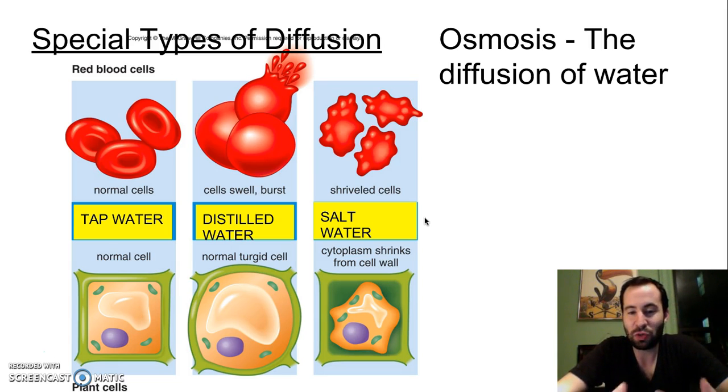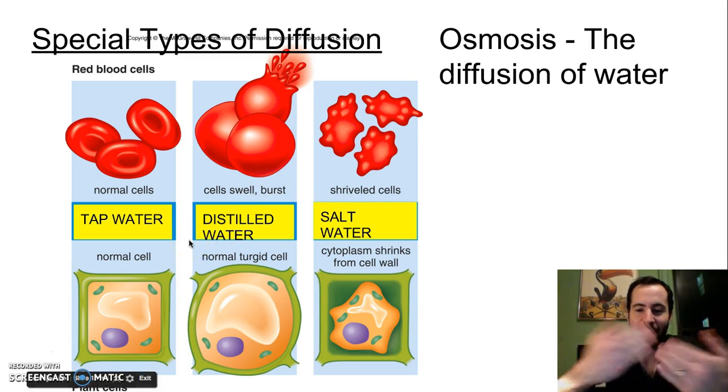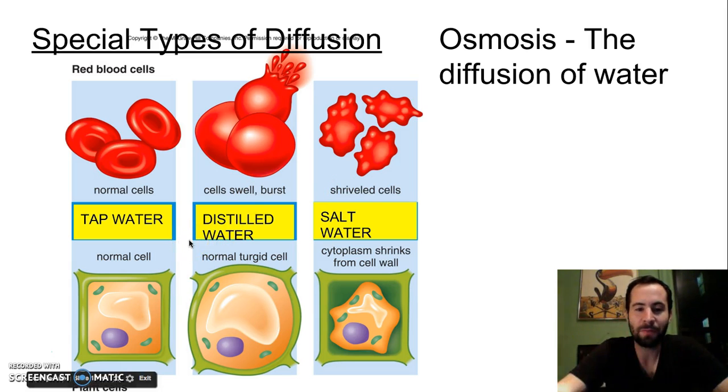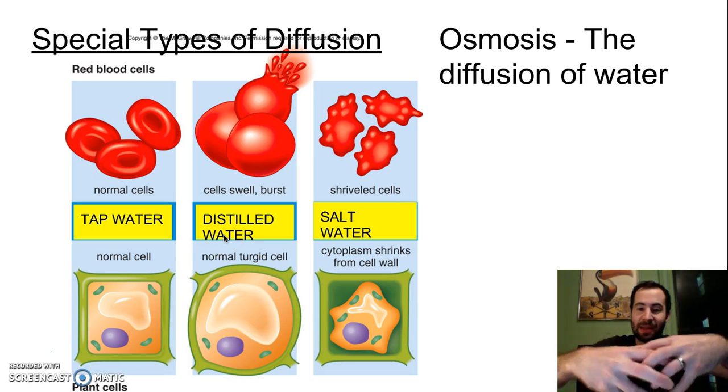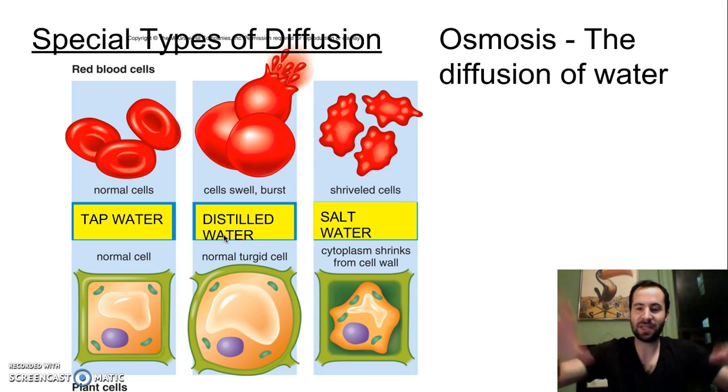And the same thing is true of a plant cell. The water leaves the cell and the cell membrane actually starts to shrink away from the cell wall. So in tap water, things stay about the same. Water is in equilibrium. Distilled water, water goes in. And in salt water, the water leaves the cells and they shrivel up.